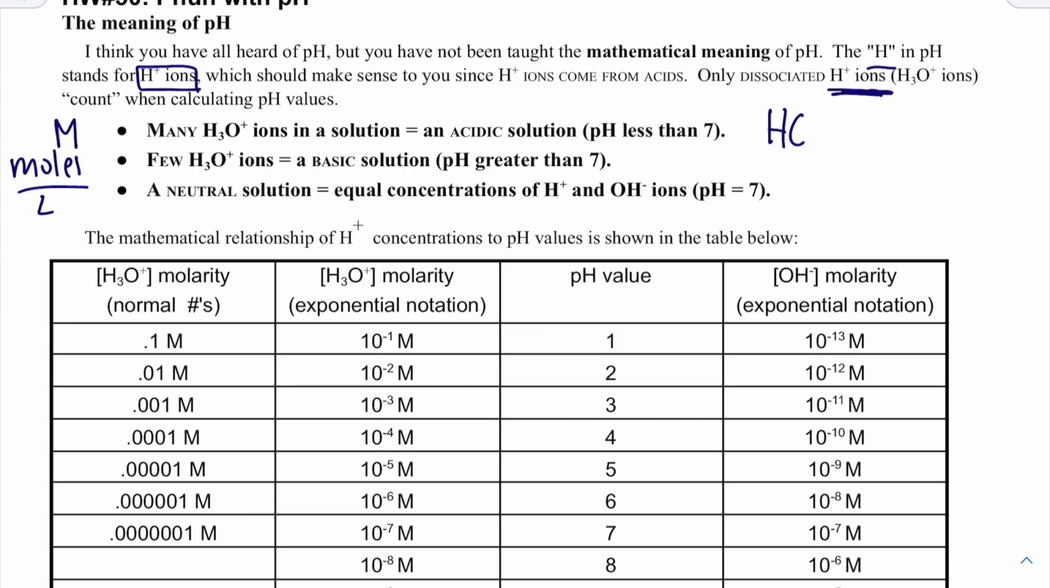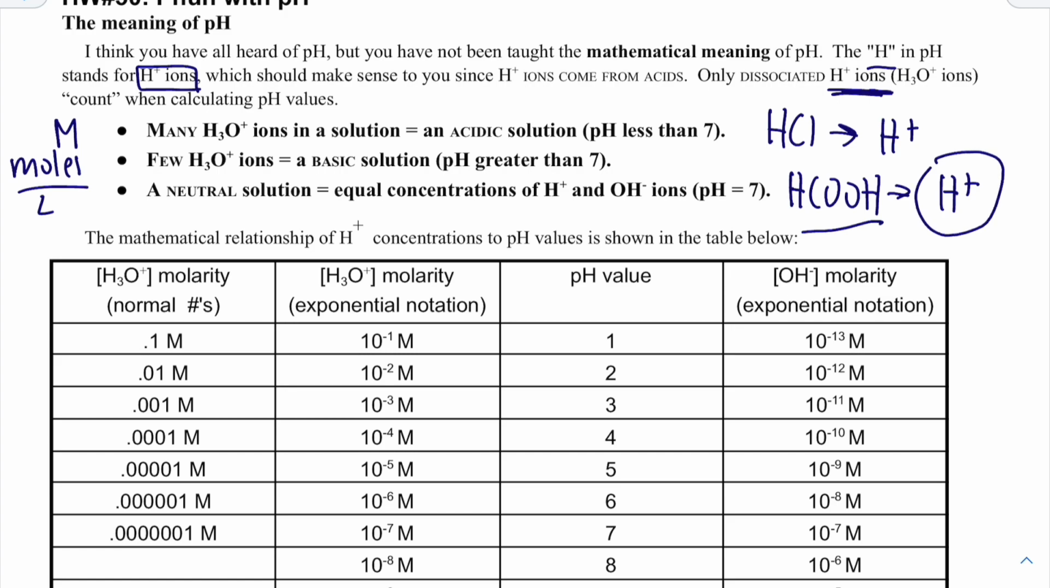So a strong acid like HCl, the whole solution will be H pluses. Every hydrogen will dissociate. Whereas something with a carboxylic acid, some of the H pluses will remain bound to the molecule, and that makes it a weak acid, less H pluses in solution.